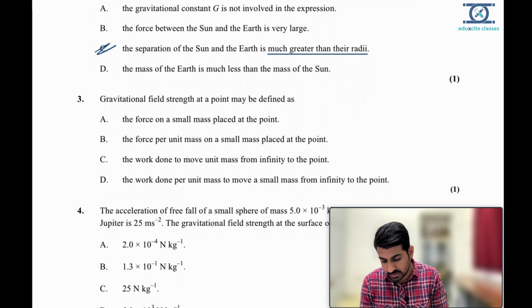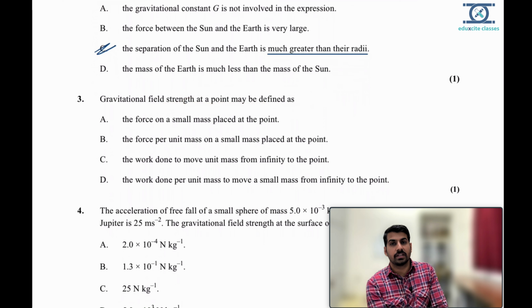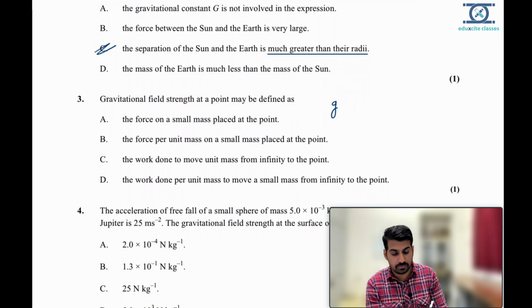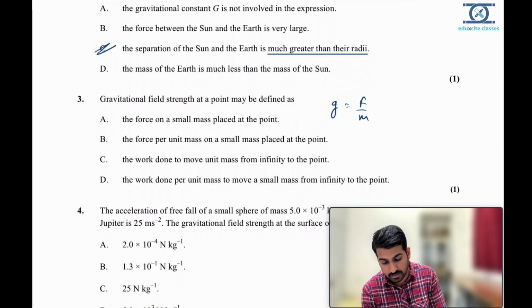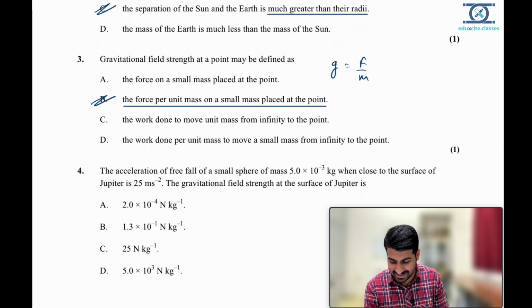Now the gravitational field strength at a point may be defined as, again guys, many times it creates confusion, so you should have a proper clear understanding of the definitions of a few terms in your IBDP. They have asked these many times. We know that gravitational field strength g is nothing but the force per unit mass, F by m. That is, force per unit mass on a small mass placed at a point. So option B is the right answer.